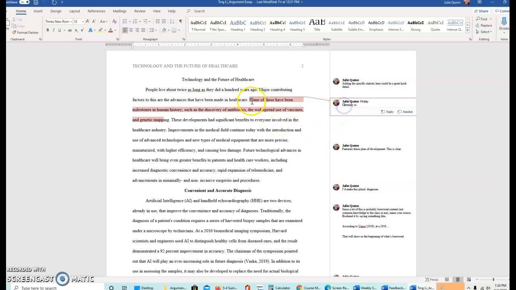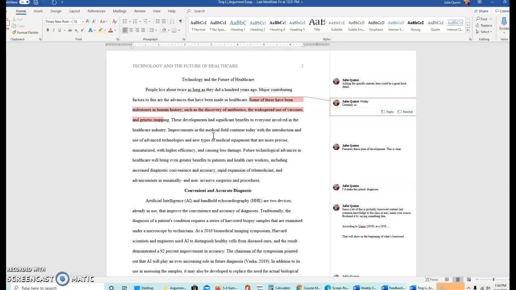And she said major contributing factors to this are advances that have been made in healthcare. Some of these have been milestones in human history, such as the discovery of antibiotics, the widespread use of vaccines, and genetic mapping. She's not saying anything specific about those, about like when antibiotics appeared, so there's no need for citation here. She's just giving us background and setting the scene. She said these developments have had significant benefits to everyone involved in the healthcare industry.